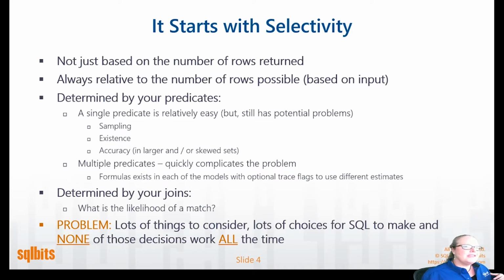And so the better the numbers are that are feeding into this incredibly complicated process, the better those calculations are going to be. So that's probably what I would say is the most important thing you can do: make sure that you have good statistics, and make sure that the things that could potentially cause that selectivity and estimation to be bad are as optimal as they can be. So let's see and talk about what affects it.